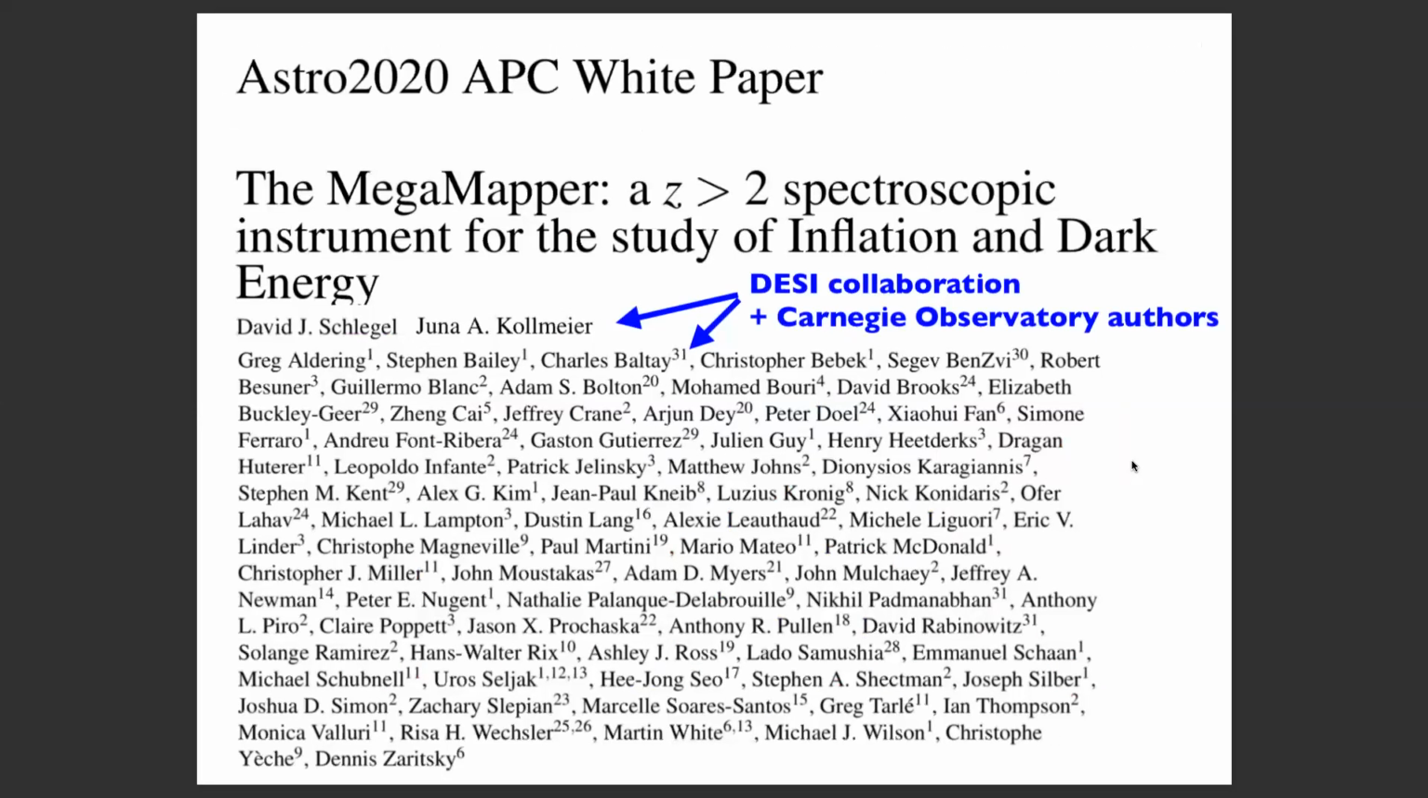Okay, so let me get on to this Mega Mapper concept. This is an idea that we put together and submitted to the decadal survey just last year, primarily written between DESI collaborators and Carnegie Observatories.